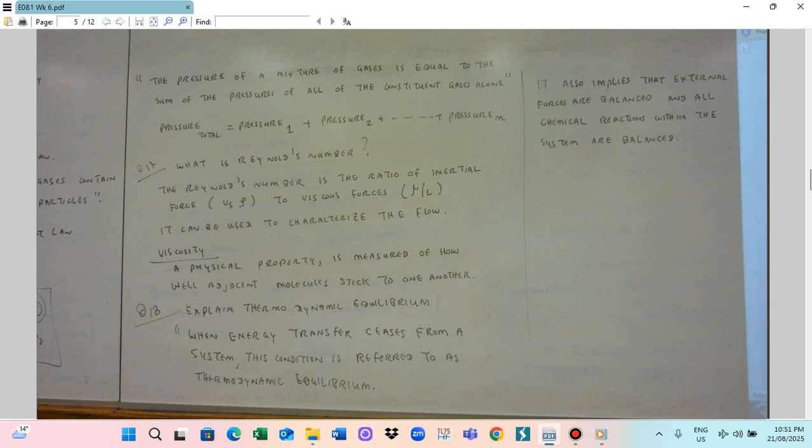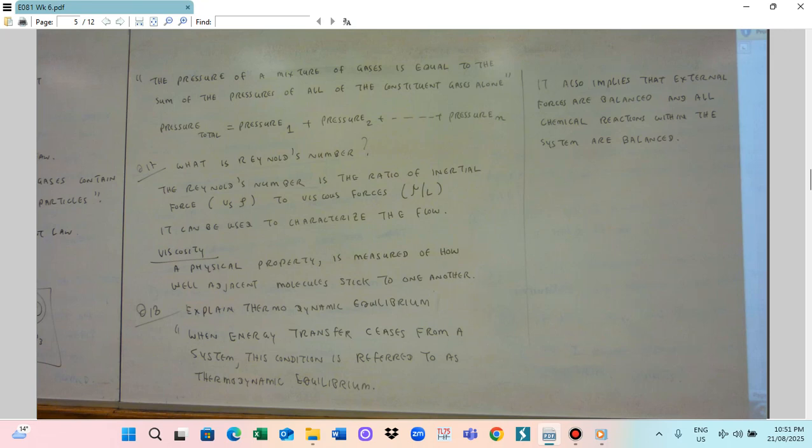So there are three gas laws. Boyle's law says PV equals a constant, Charles's law says V over T is a constant. Avogadro's law means equal volumes of pure gases contain the same number of particles. And Dalton's law means that when you combine multiple gases, the pressure of the mixture is equal to the sum of the pressures of all the constituent gases alone. So the total pressure is equal to pressure 1 plus pressure 2 up to pressure m.